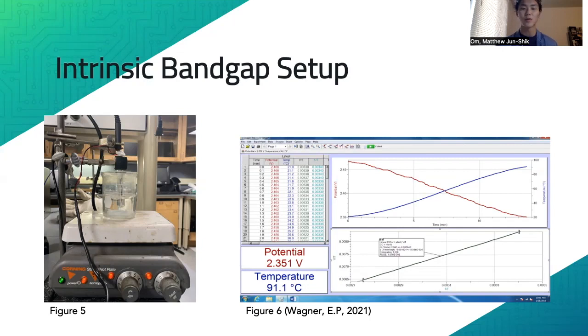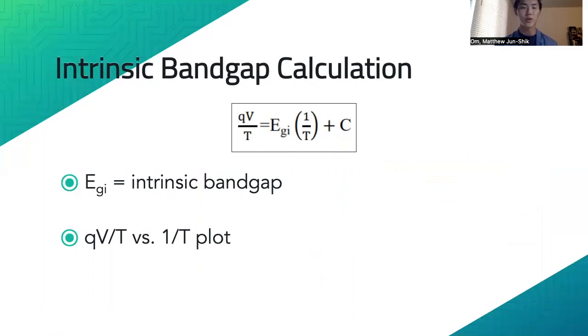The Vernier Logger Pro computer software was used and set up as shown in Figure 6, where two graphs are simultaneously displayed, measuring potential with respect to temperature and time. We can use the simplified equations shown to calculate the band gap if we know the voltage and the temperature. In this equation, Q is the charge of an electron, V is the potential or voltage, and T is the temperature. Thus, by using the Logger data to create a QV over T versus 1 over T plot, the slope of the linear regression should be equal to the intrinsic band gap.